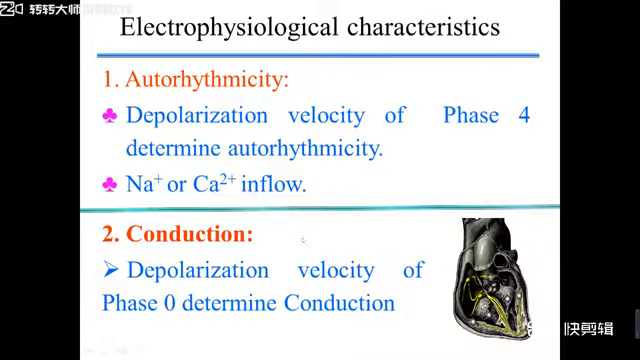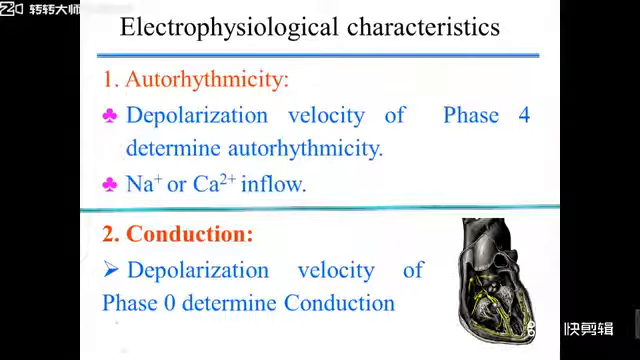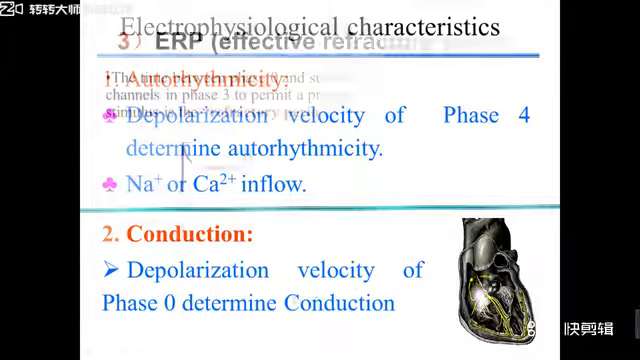Yes, excellent. Sodium channel is the major channel in phase 0. So that means the sodium channel determines conduction. That also means if we use drugs to block sodium channels, we inhibit conduction, reduce heart rate, and can use them to treat tachycardia. Okay.